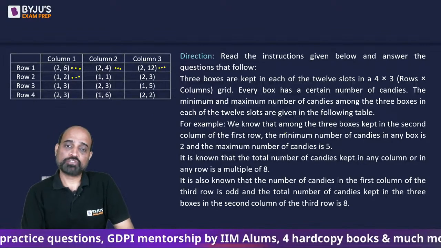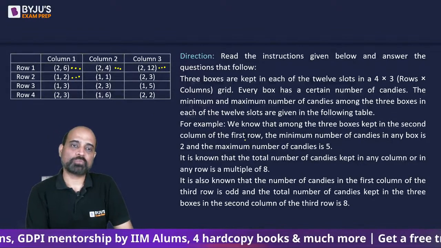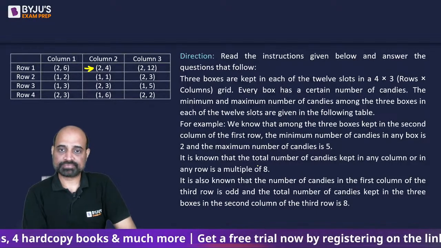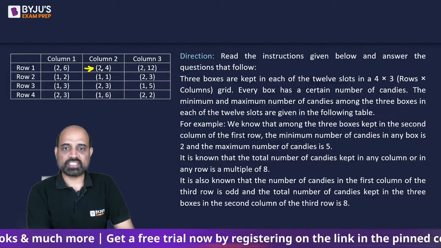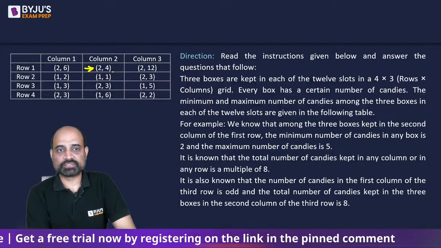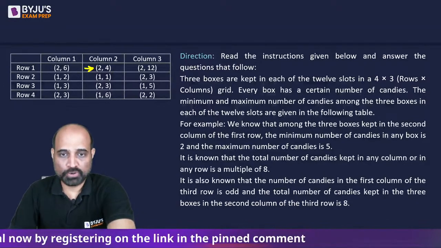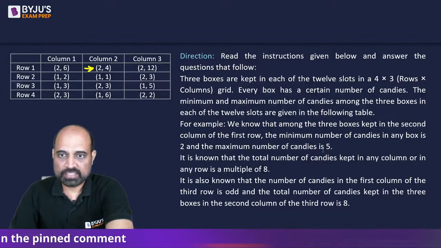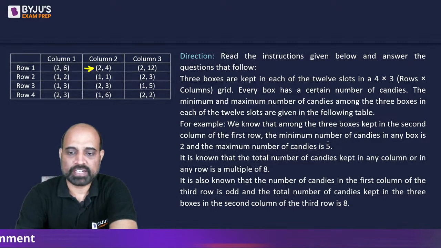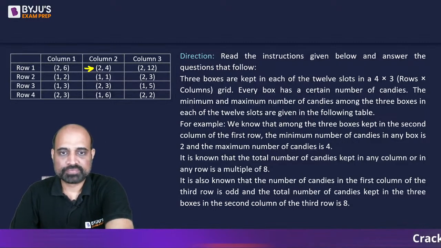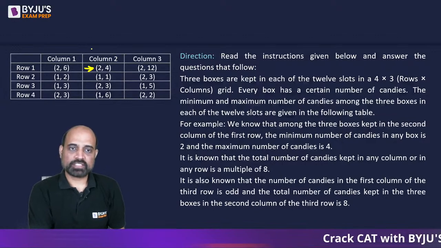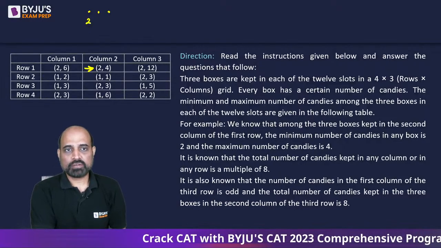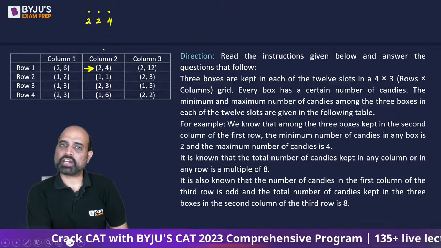For example, we know that among the 3 boxes kept in the second column of the first row, so we are dealing with this. The minimum number of candies is 2 and the maximum number of candies is, it should be 4, right? So the minimum number of candies in any box is 2 and the maximum is 4. That means if there are 3 such boxes in first row and second column, the least number of candies we can have is 2 to 4.